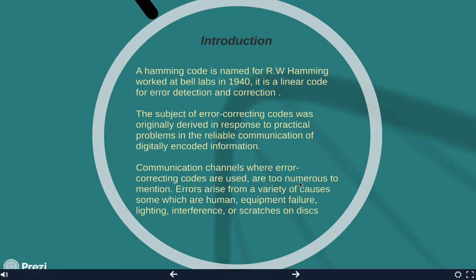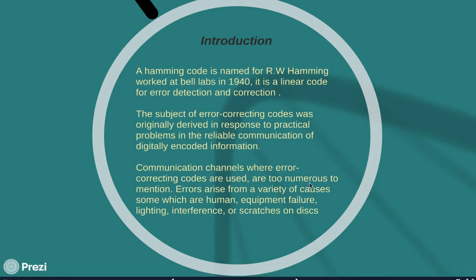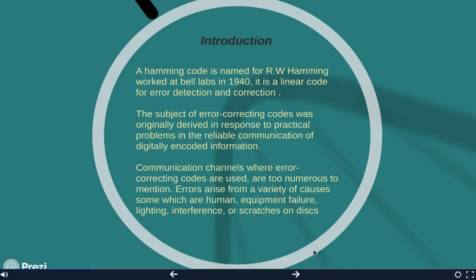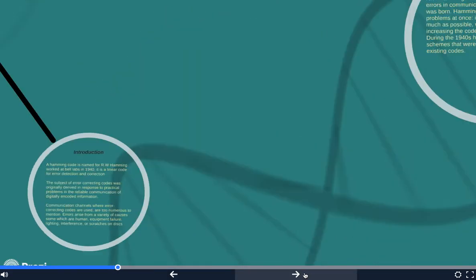There are numerous applications for Hamming codes, but we are discussing one application, as I mentioned before, the DNA barcoding. Errors arise from a variety of causes, some of which are human or equipment failure, lightning, and interference of other frequencies or channels.